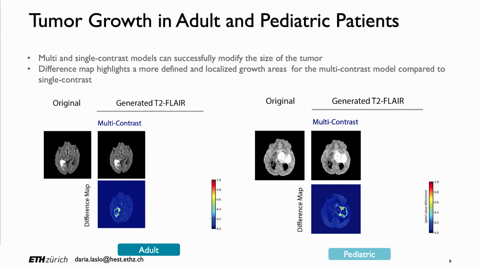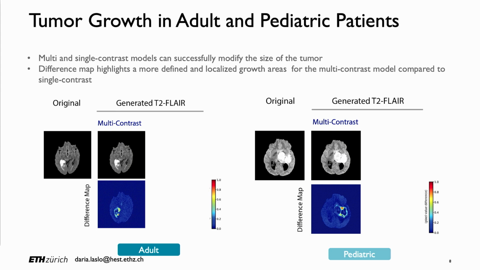And also, you don't see any kind of abnormal growth pattern. In none of the samples that we inspected visually could you see the tumor growing into the ventricles, which is something that you also don't see in reality. So we were happy to see that the model learns a realistic growth of the tumor.